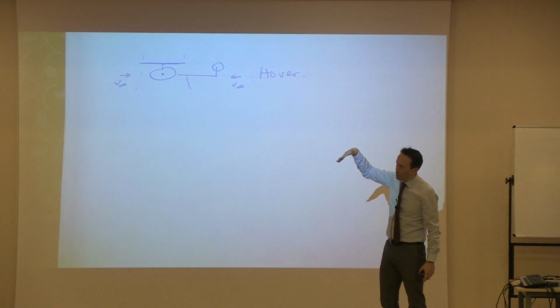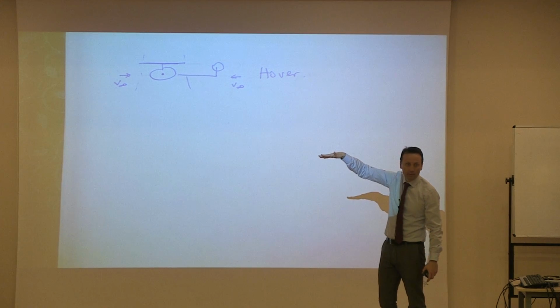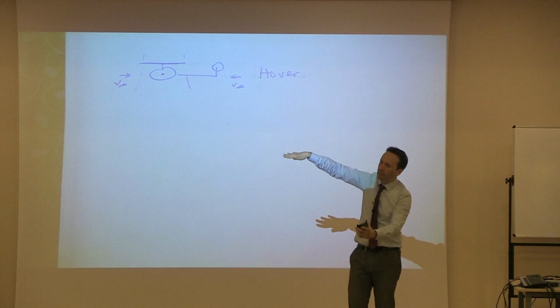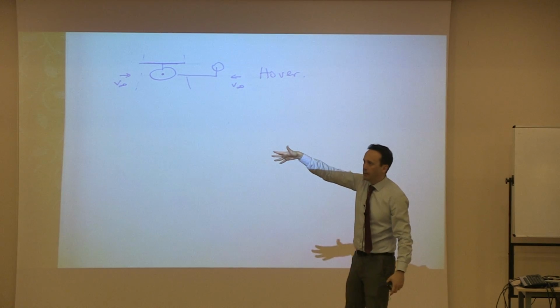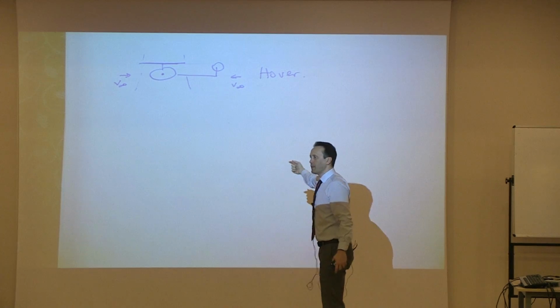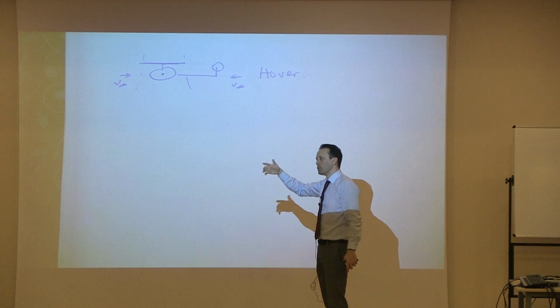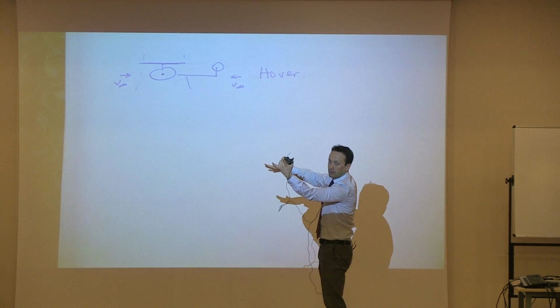Now a helicopter doesn't only move backwards and forward, it can also move sideways. So if the helicopter is moving sideways, which way is V infinity? This way. V infinity is coming that way. If the helicopter is moving sideways, this is XW. Which way is drag? That way.